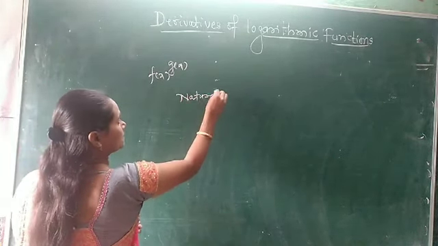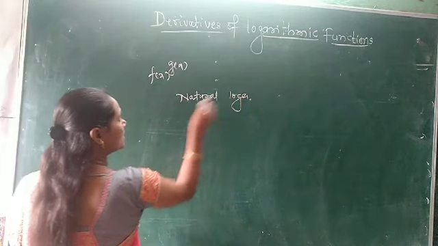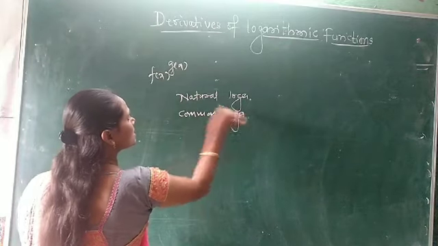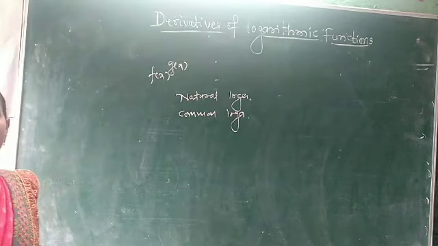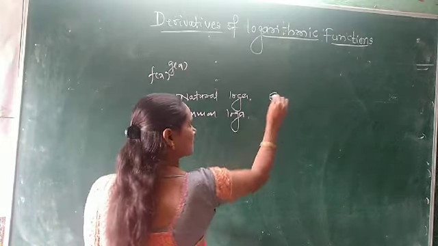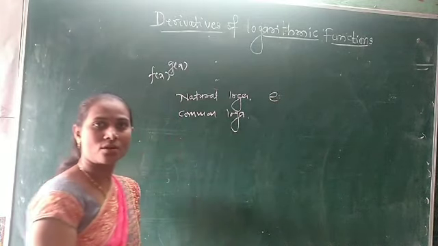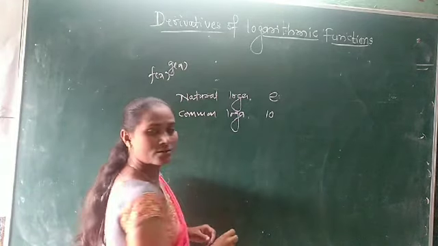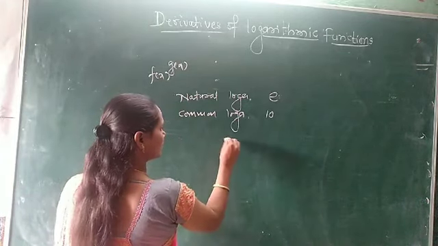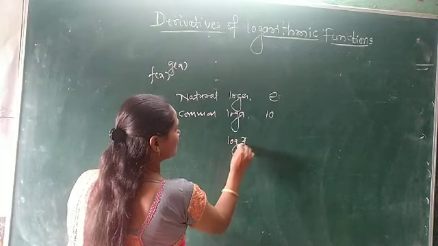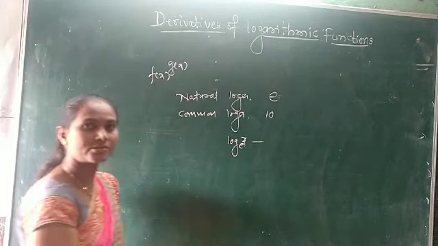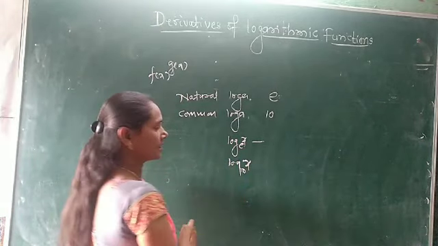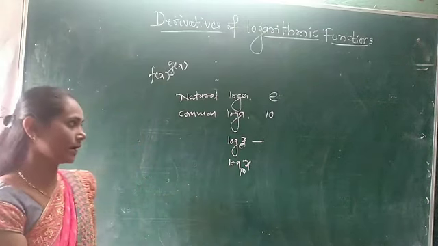So mostly we use the natural logarithm, the logarithm with base e. The logarithm with base e is called natural logarithm, and the logarithm with base 10 is called common logarithm. So log x with base e is called natural logarithm, and log x with base 10 is called common logarithm.